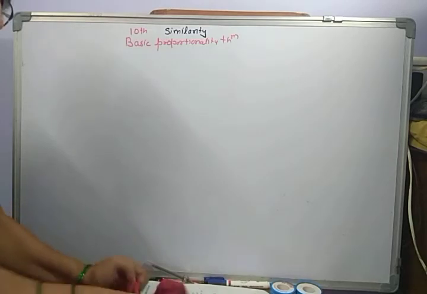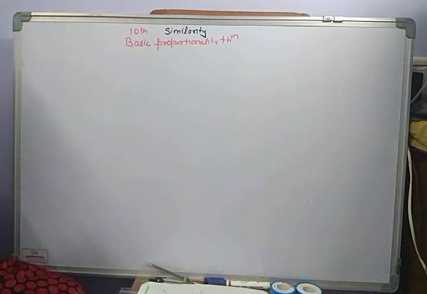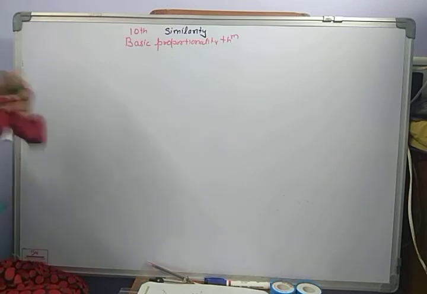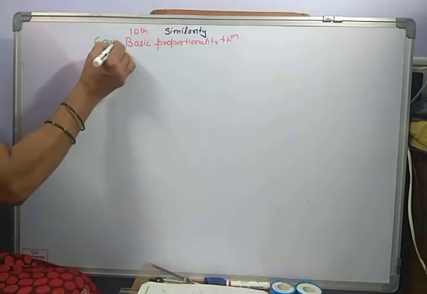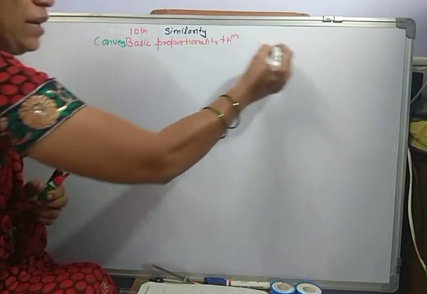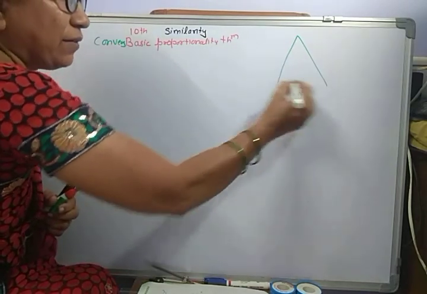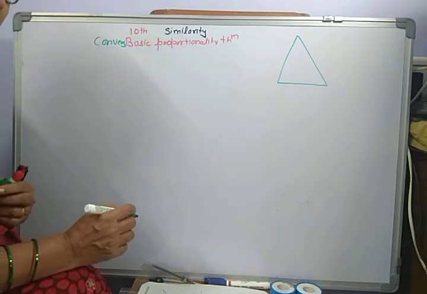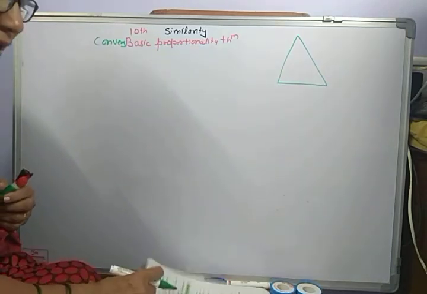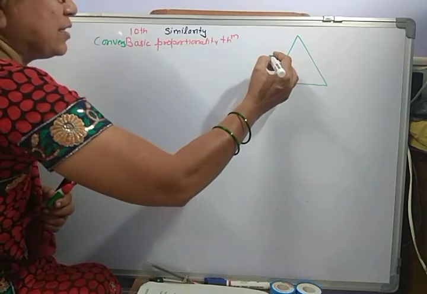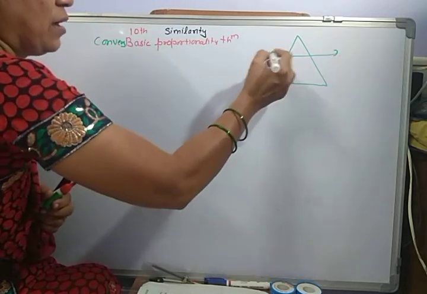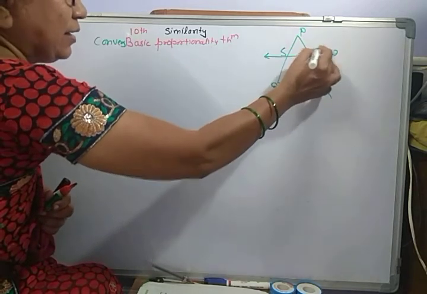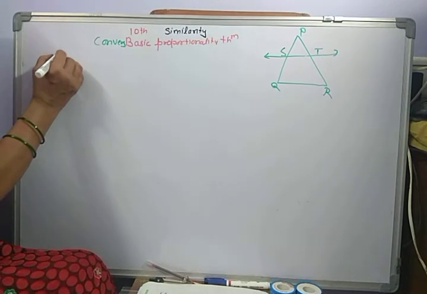Now we will learn the converse of the basic proportionality theorem. That is: if a line segment divides two sides of a triangle in proportion, then the line is parallel to the third side. What is given here? P, Q, R, S and T.